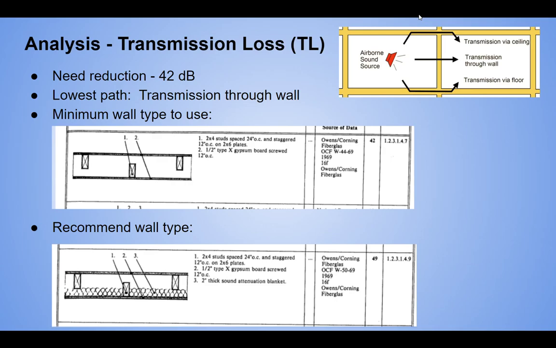So we've got our needed reduction is minus 42 dB. Our weakest point, our lowest STC path is the transmission through the wall. The minimum wall type we'd want to use is the 42 STC. And then the recommended wall type we'd want to use is the 49, the one with the 2x4 offset, 2x6 plates, X type gypsum, and then some insulation in the wall. That's it. That's how we figure that out.